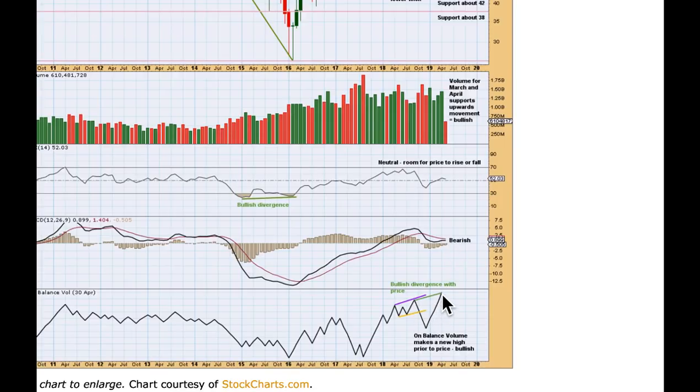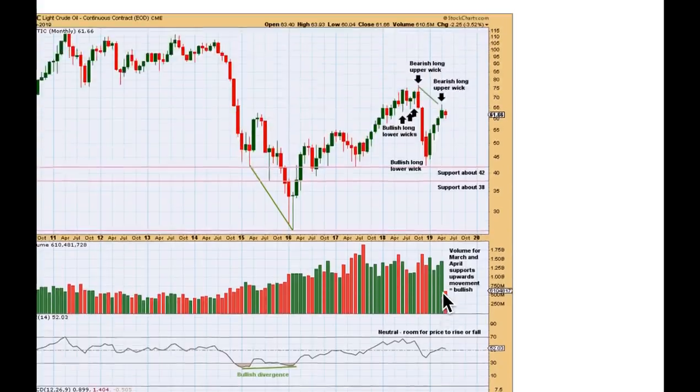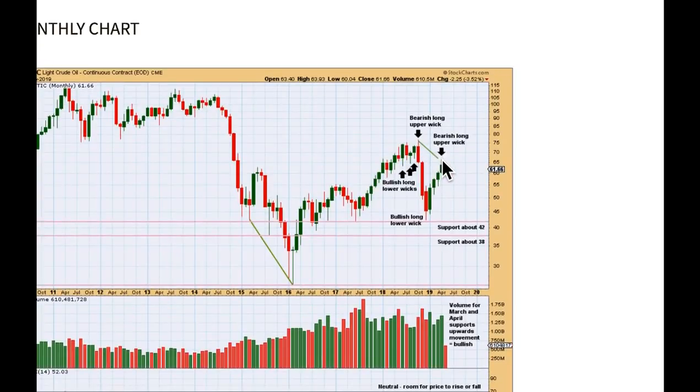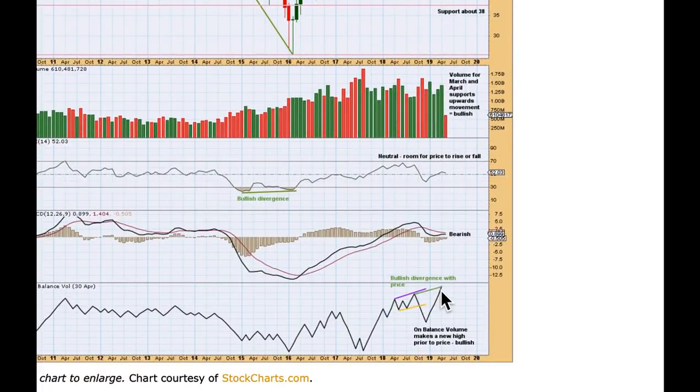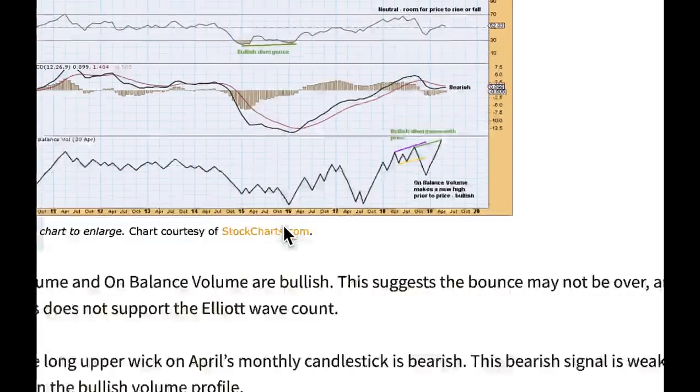On balance volume made a new high here, whereas price did not. There's some bearish divergence between the high of April and this prior swing high here on the monthly chart. I don't give that as much weight though as I do with on balance volume behaviour with its trend lines. That does tend to be a more reliable signal.